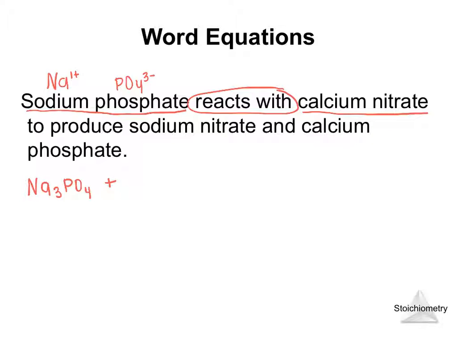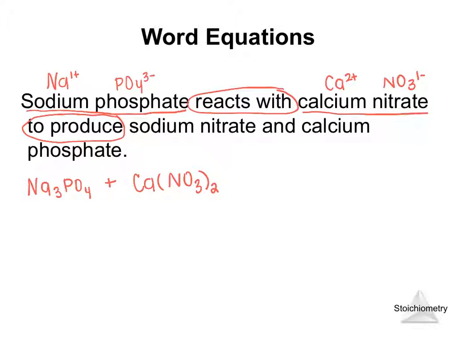So again, calcium is a metal. It's an alkaline earth metal, group 2. So I know this is going to be ionic, so I need to use my charges. Ca2 plus, and then nitrate, I'm going to look up on my cation anion sheet, is 1 minus. I'm going to crisscross, and this becomes Ca(NO3)2.